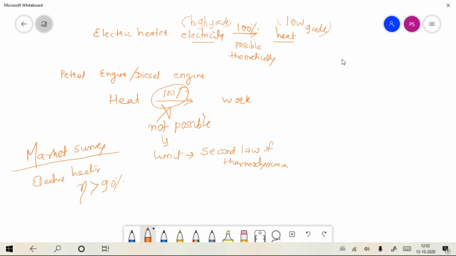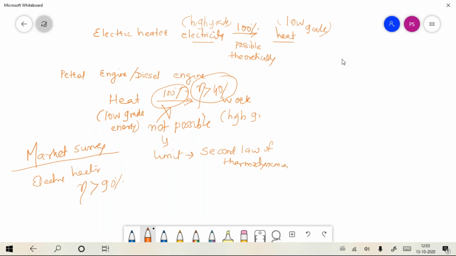Or in other words, because electricity is of a higher grade, such a conversion is possible. But in the engine, you won't find the engine efficiency greater than 40%. Okay, so this is the limit. 40%, 50% is the best engine efficiency, right? So why is that so? That is because heat is a low grade energy, and you cannot convert the low grade energy to a high grade energy.